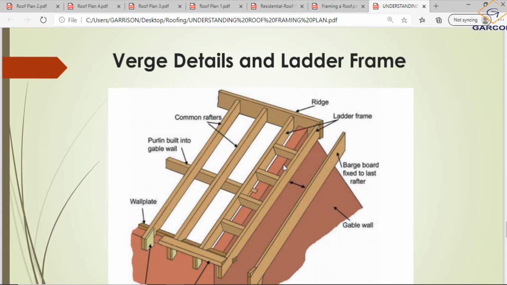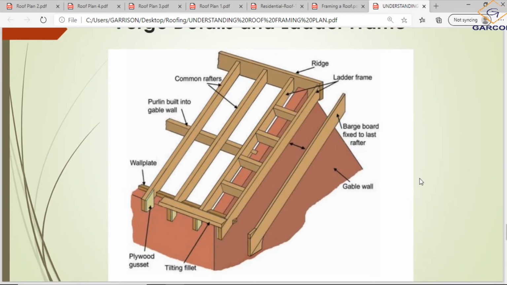This represents a verge detail and ladder frame. So your barge board out here, so you have different designs for this gable roof, but it's not a closed gable because the wall is built all the way up. Sometimes if your wall just stops here and is cut off and you have to back it up with board, you call it a boxed gable or closed gable.